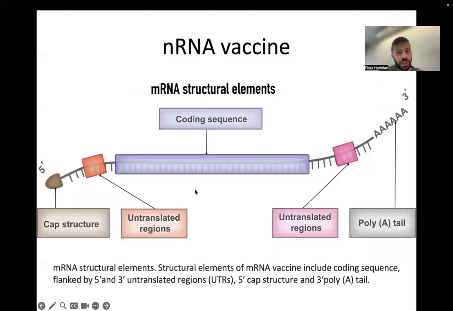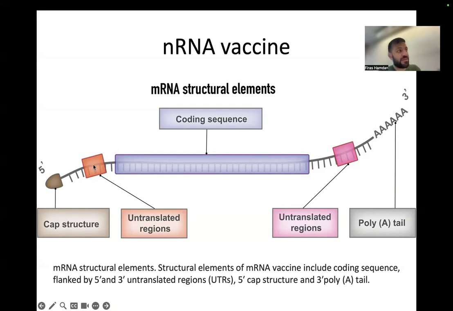So this is basically what your mRNA vaccine technically has. Very importantly, you have the coding sequence. This coding sequence is your peptide: whatever peptide you're trying to vaccinate against, this is the sequence you take. Then you have untranslated regions, because usually this coding sequence is very small. We're talking about, let's imagine, 100 base pairs. That's very small.